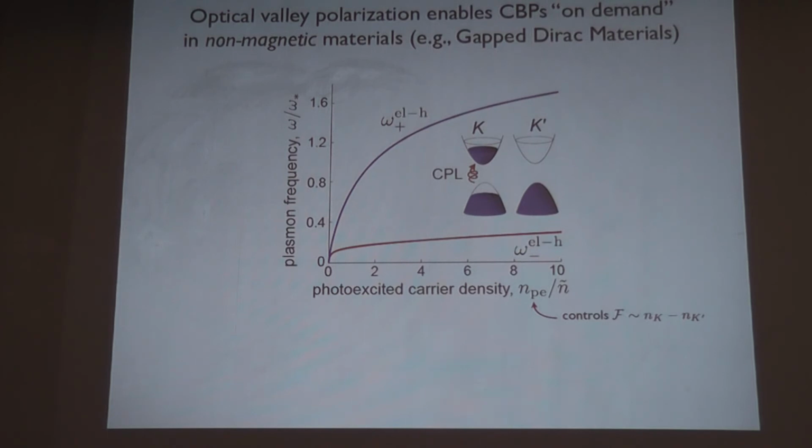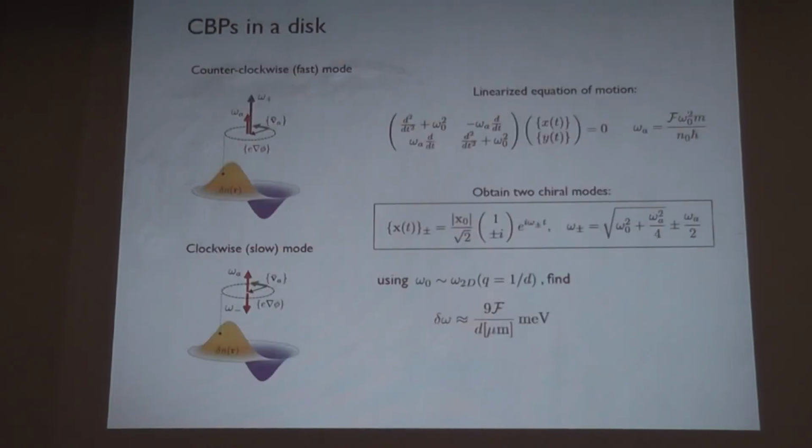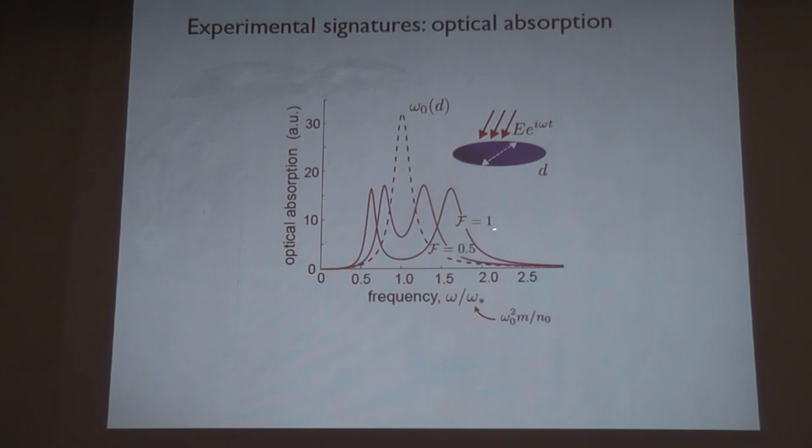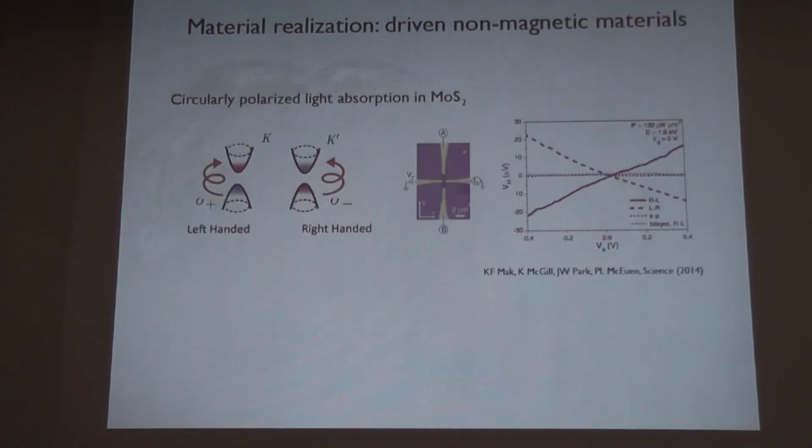And one can calculate this in the disk formation and see that omega plus and omega minus, the counterclockwise and clockwise disk plasmons, will have a splitting which depends on the photoexcited carrier density in each of the valleys K and K prime. By doing this, you can control the splitting, and you can control the absorption spectra that I showed you before, because you're changing the Berry flux as well.